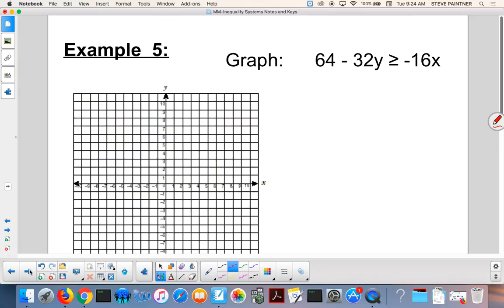Turn the page. Try that one. Don't worry, this one's not bad at all. It has big numbers, but it turns out pretty nice. This is example 5, I think. Solve for y.